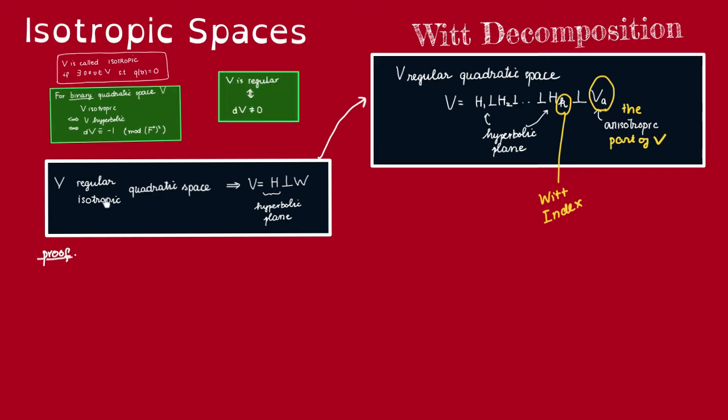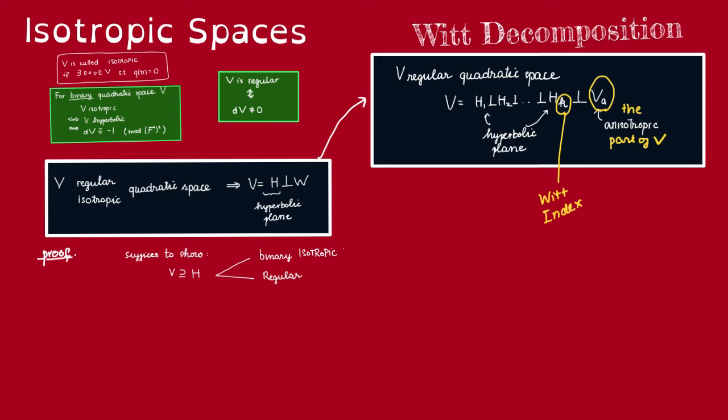So let V be a regular isotropic quadratic space. We want to find a hyperbolic plane inside it. Observe that it suffices to show that V contains some binary isotropic space H, which is regular. Why is that? Because if V contains some binary isotropic quadratic space H, then by our previous discussion, H being binary and isotropic must be hyperbolic, so it must be a hyperbolic plane. Now, if additionally H is regular, we must have a decomposition of V into H direct sum with its orthogonal complement. That's just a property of regular subspaces.